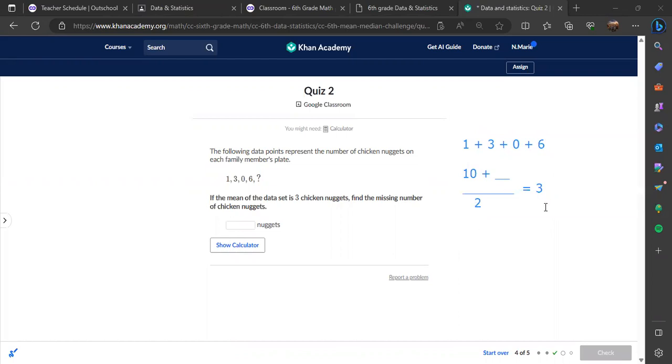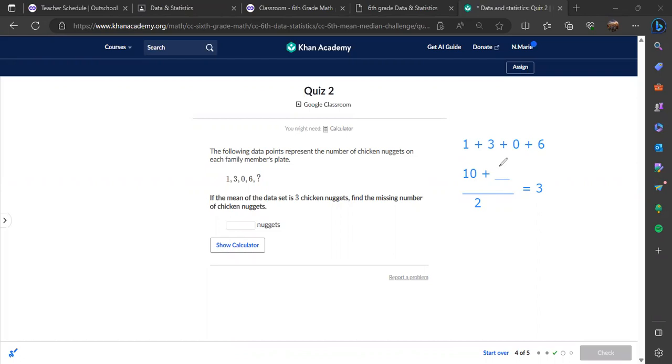I can do it in my head, or I can multiply both sides by 2 and then subtract 10. Or let's see, I'm trying to think of the easiest way to do this for a 6th grader. Let's plug in numbers. If I plugged in 1 here, I would get 11. 11 divided by 2 is not 3. If I plugged in a 2, 12 divided by 2 is not 3. I need a greater value. What divided by 2 will get me 3? 6.